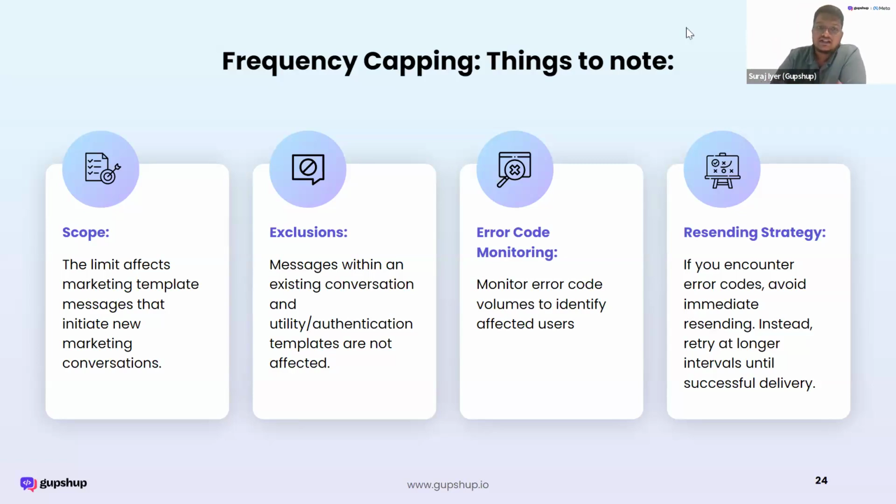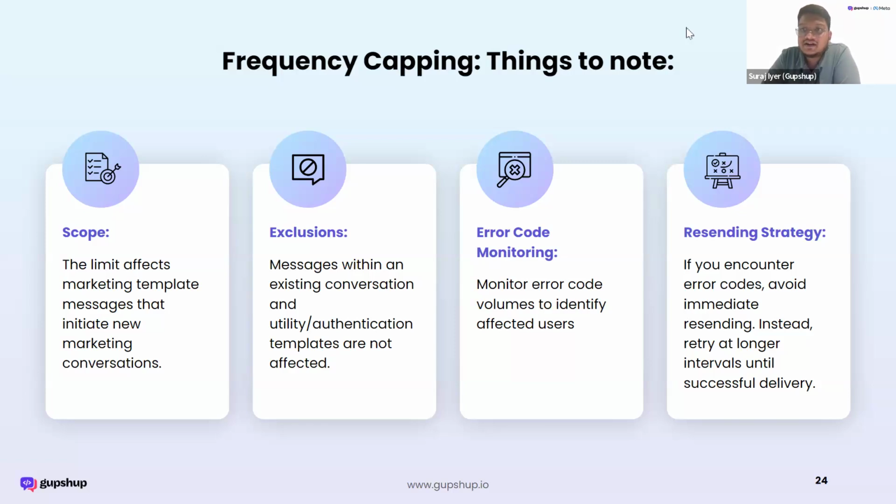There are a few exclusions in this particular part. So say, for example, any existing conversations, say utility, now authentication, all of that is not affected. Also, error code monitoring is something that we can go ahead and do. It will, of course, give you combined data, but you will be able to monitor that as well.